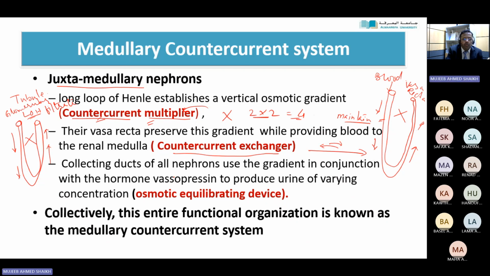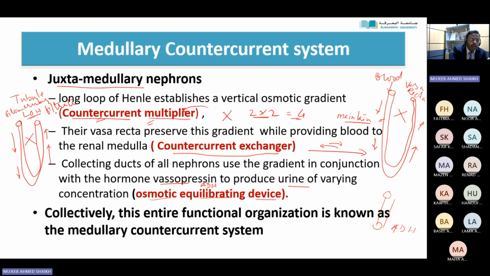The collecting ducts of all the nephrons use this gradient in conjunction with the hormone vasopressin or ADH to produce a varying concentration of the urine. So this is known as the osmotic equilibrating device. The collecting tubule, based on the availability of the ADH, may be absorbing more water or less water.